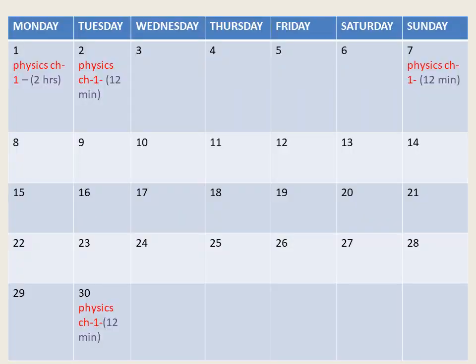Now this is a sample of the calendar wherein we have taken a 30 day month. Here you can see on the 1st Monday we have taken physics chapter 1 and we have written 2 hours against it because we are assuming that we'll do this chapter in 2 hours. On the very next day, I have written the revision of the same chapter, taking 12 minutes. On the 7th day, 12 minutes for the same chapter, and on the 30th day again 12 minutes for the same chapter.